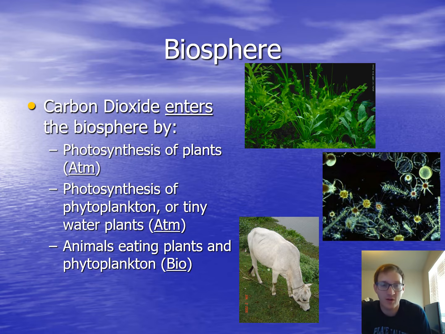Moving on to the biosphere, we're going to talk about how carbon enters the biosphere, which goes along with some of the things that we were just talking about, how it leaves the atmosphere. So it enters the biosphere, all the living things, through photosynthesis of plants, photosynthesis of phytoplankton and tiny water plants. Again, that's coming from the atmosphere to the biosphere. And then finally, the animals eating plants and the phytoplankton. So they're going to get some of that carbon that was taken in from those plants. When we eat any of the plants that we eat, all the vegetables and fruits and stuff, we are taking in carbon ourselves because we are eating things that took it in through photosynthesis.